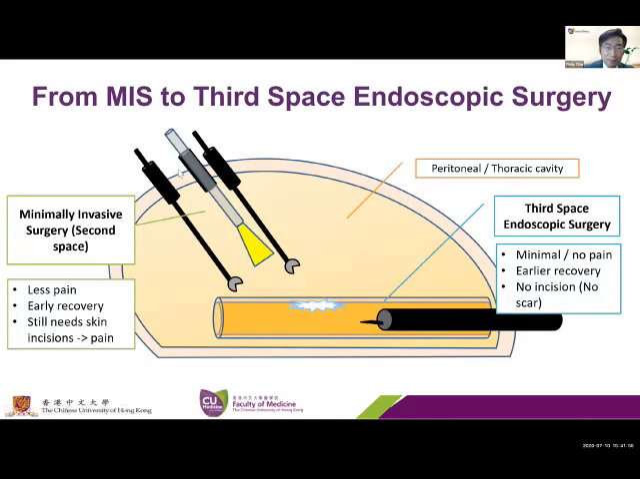So on the concept of MIS and also first space endoscopy, I think there may be some meeting place between the two technologies. I think Professor G.V. Rao will tell us more about that. But with the use of endoscopy over the first space, we do not need to open up the abdomen with an incision, so there will be minimal or no pain, earlier recovery, and also no incision, no scar. So I guess the next speaker, Professor Anthony Chiu, will tell you more on how EUS can achieve those endoluminal interventions without any scar.